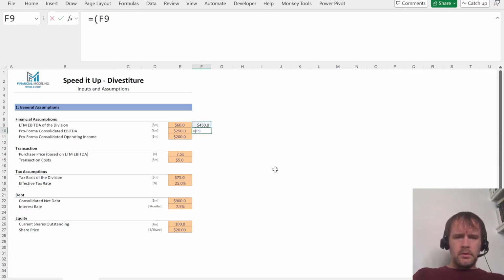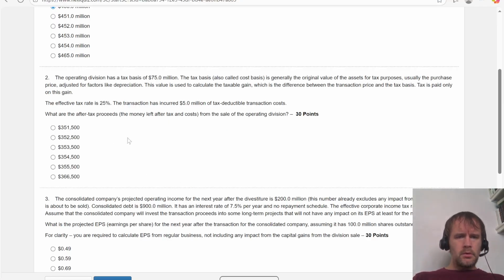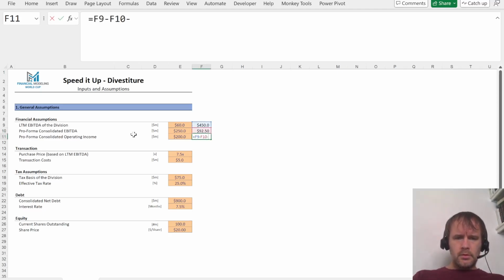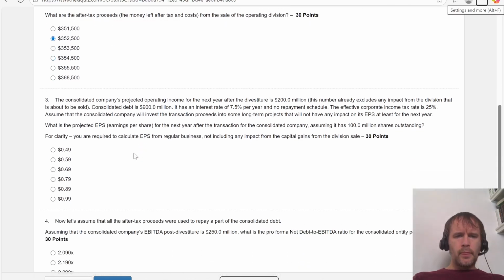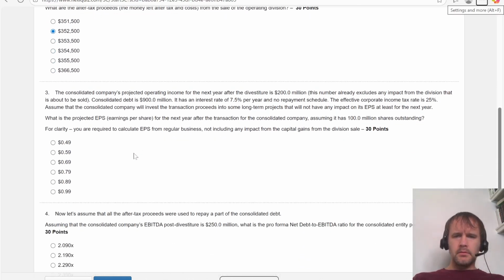Okay, so it's this minus this minus this times this, I think. Oh, after tax proceeds, oops. Minus that, minus that. 352.50, yes. Net income is 200. Okay, what's the question? Earnings per share for the next year. Okay.